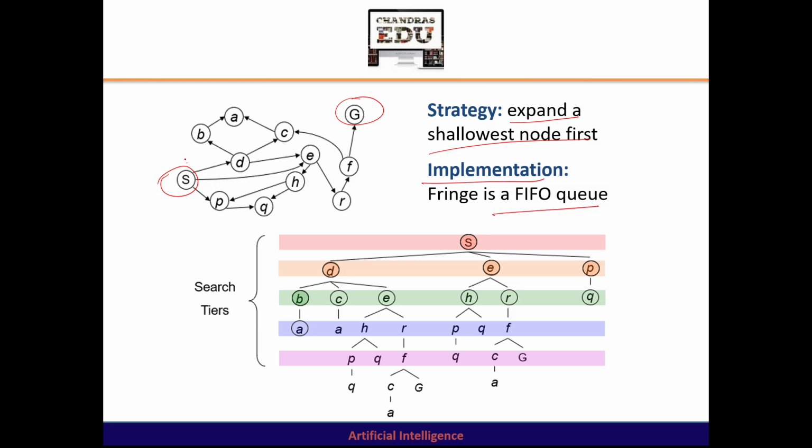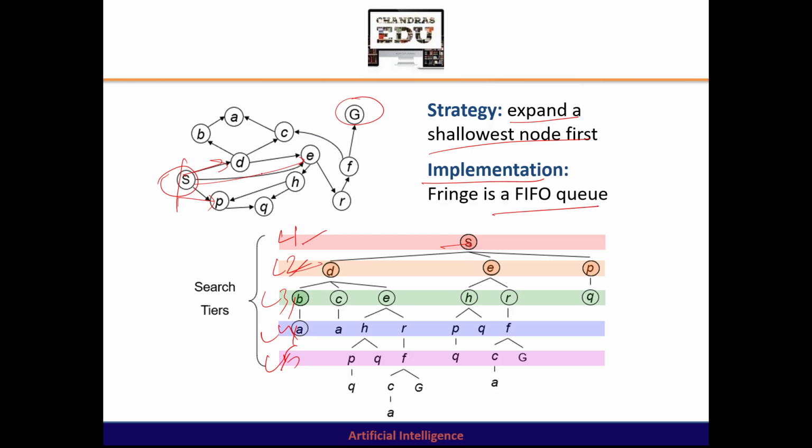So S is the initial state, so the next levels expanded are nothing but D, E and P. You can see each level is represented with a different color. You can find a different color for each level. So after exploring S, the next level expanded is D, E, F, D, E, P in level 2. Let us take it as level 1, level 2, level 3, level 4 and level 5.